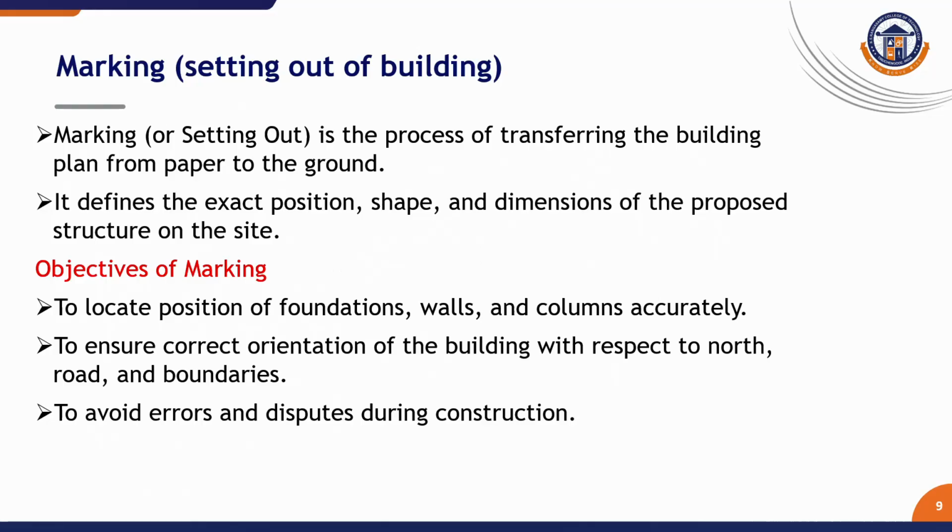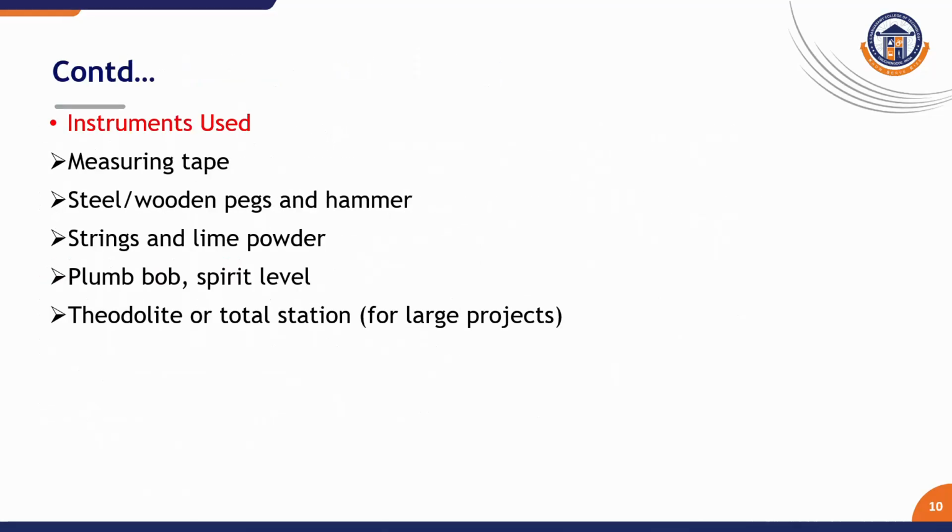The objectives of marking are to locate the position of foundations, walls and columns accurately without error, to ensure correct orientation of the building with respect to north, road and boundaries, and to avoid errors and disputes during construction. What are the instruments used for marking?